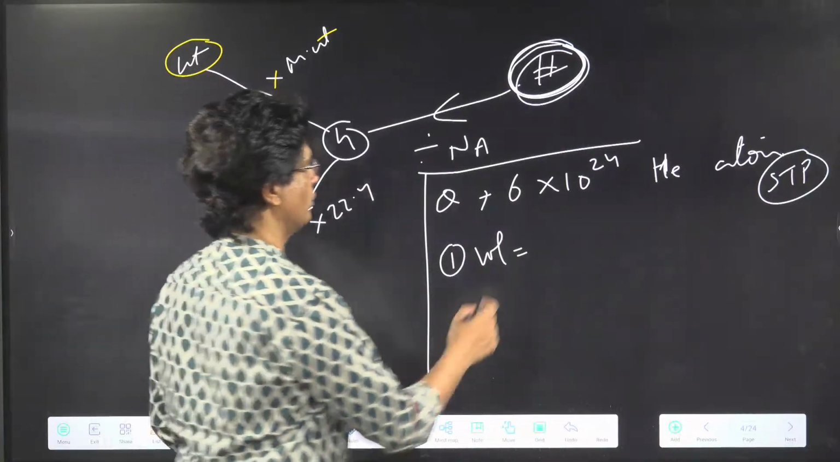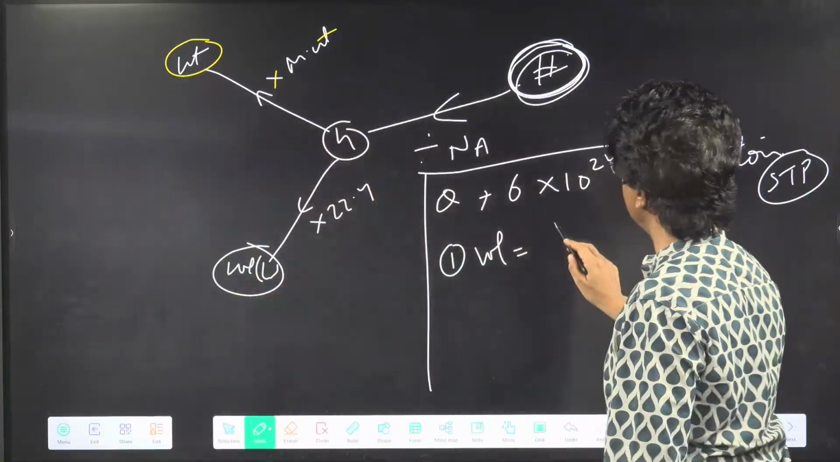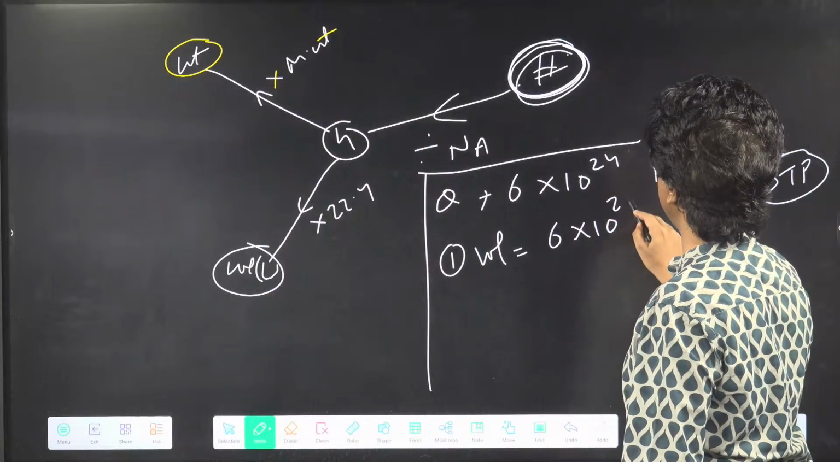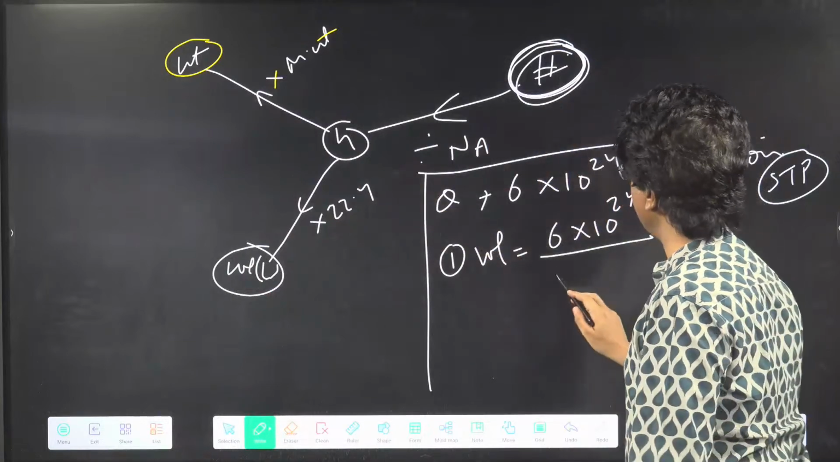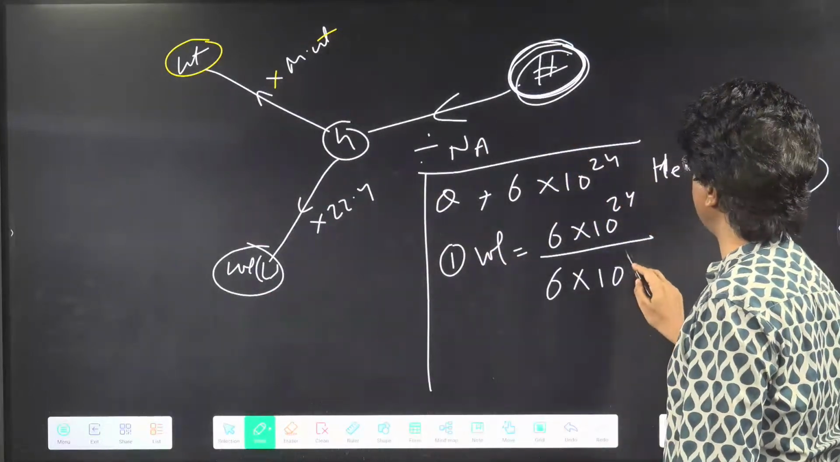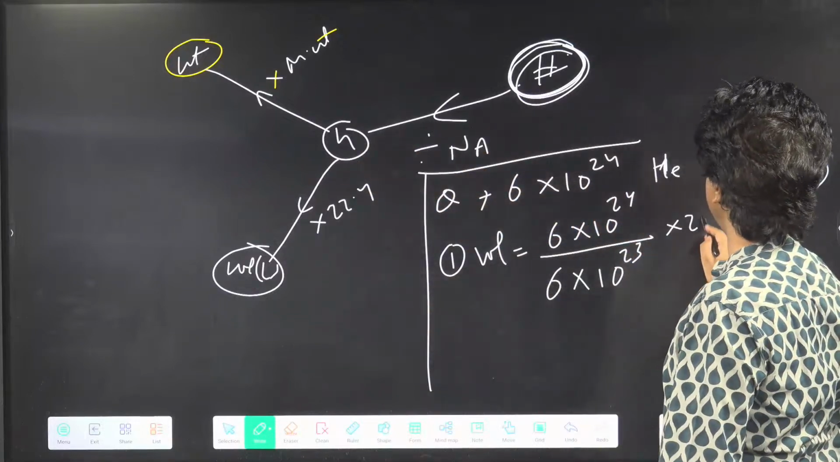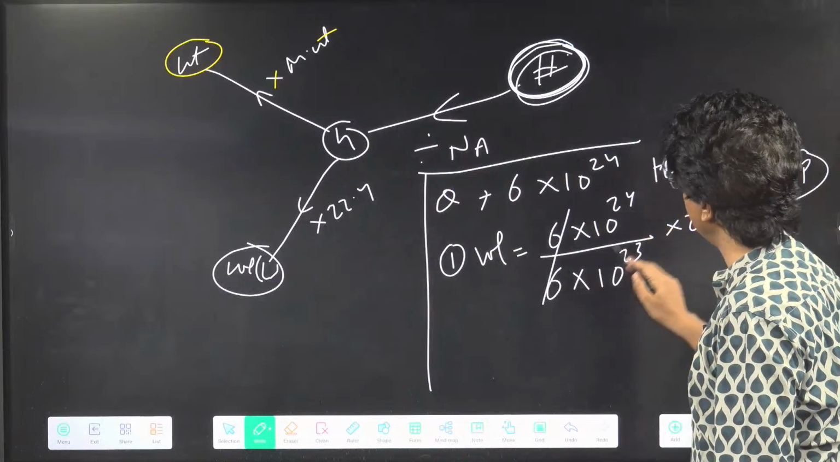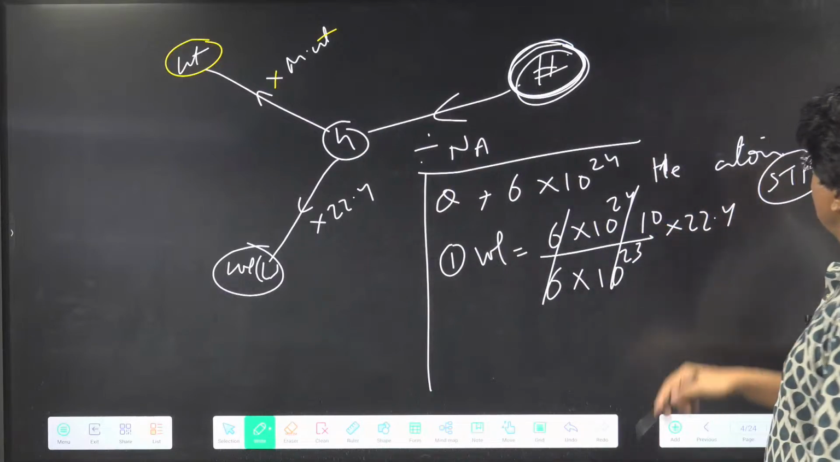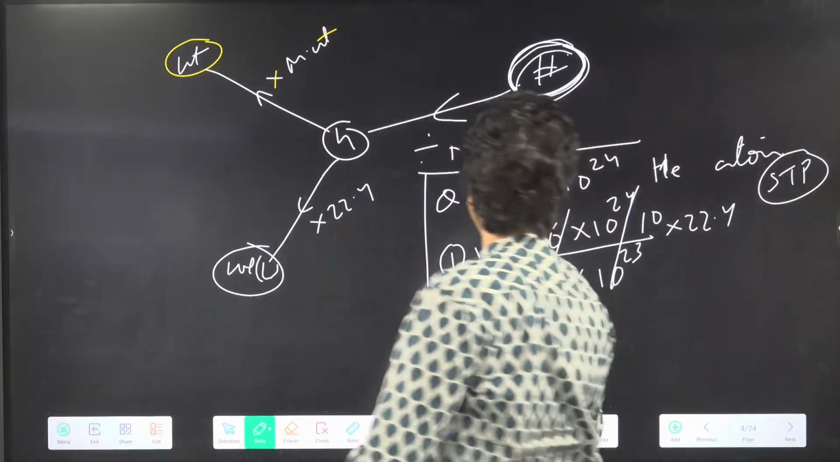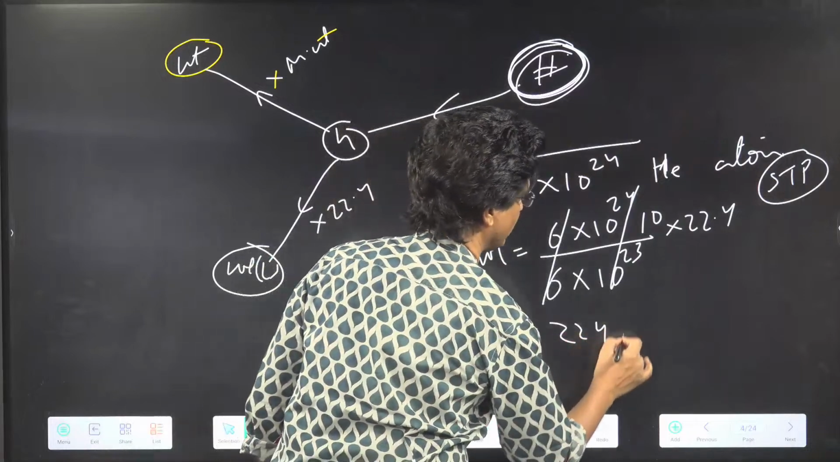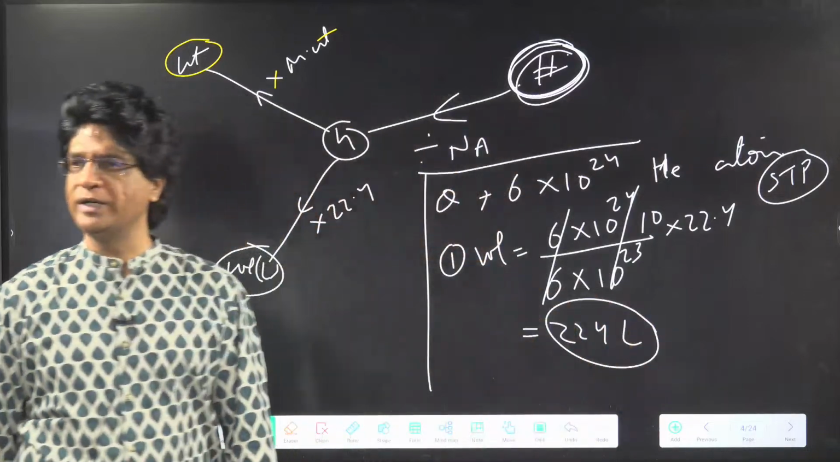Very good. So the volume will be: take these 6 into 10 to the power of 24 atoms, divide by Avogadro number, 6 into 10 to the power of 23, and then multiply by 22.4. So this is gone, this is 10. 10 into 22.4 will be 224 liters. Yes or no? 224 liters.